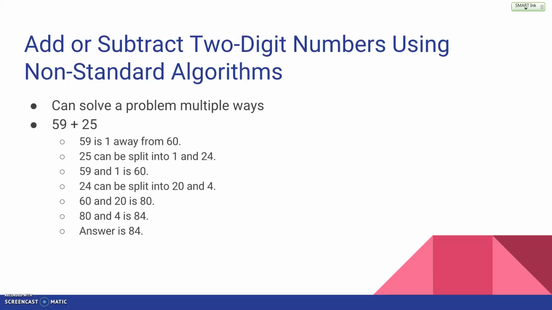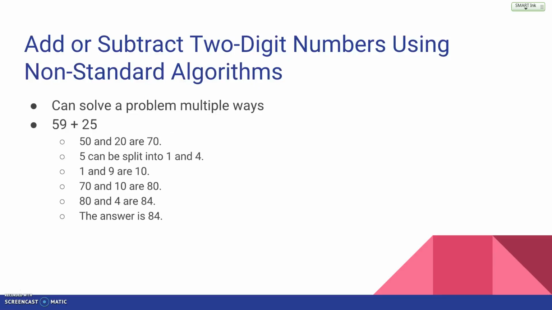For instance, if I did 59 plus 25, the student can think 59 is only 1 away from 60. And 25 could be split into 1 and 24. So there's that 1 I need to get the 59 to 60. So I put 59 and 1 together and get 60. Then I take that 24 and I can split it into 20 and 4. 60 and 20 gets me to 80. I've still got that 4 from the 24. So 80 and 4 is 84. Is it a little longer than a traditional algorithm? Yes, but a student who can do this has demonstrated lots of different understandings about numbers and has used them correctly. They can do lots of different approaches to that same problem.